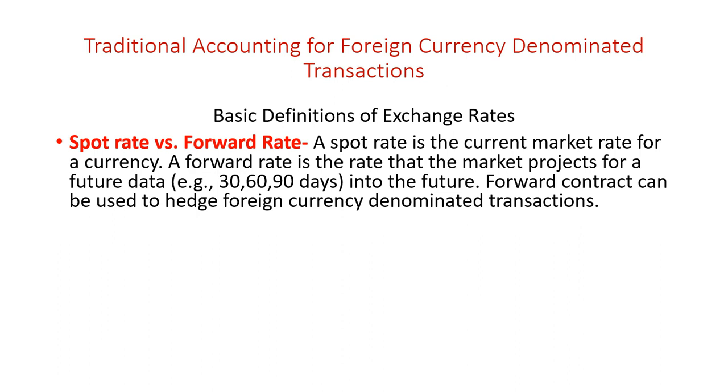A forward rate is a contracted rate, and you'll notice that last sentence, a forward contract can be used to hedge foreign currency denominated transactions. Forward contracts are contracts that will lock the rate into the future. So let's say that you're dealing now, and in 30 days the market thinks the rate for the euro will be $1.15. Well, you can sign a forward contract with an exchange broker or a bank, and what the forward contract does is lock in the rate that you will pay for those euros.